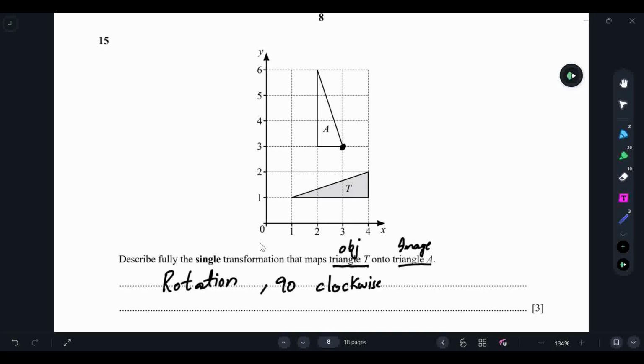Now how can we find the center of rotation? Let's see these 2 points. These 2 points are on the vertical and horizontal axis, 1 unit away. So the center of rotation will be this point, 4 and 3. Clockwise, and the center of rotation will be 4 and 3. Let's check the answer so that we can verify it.